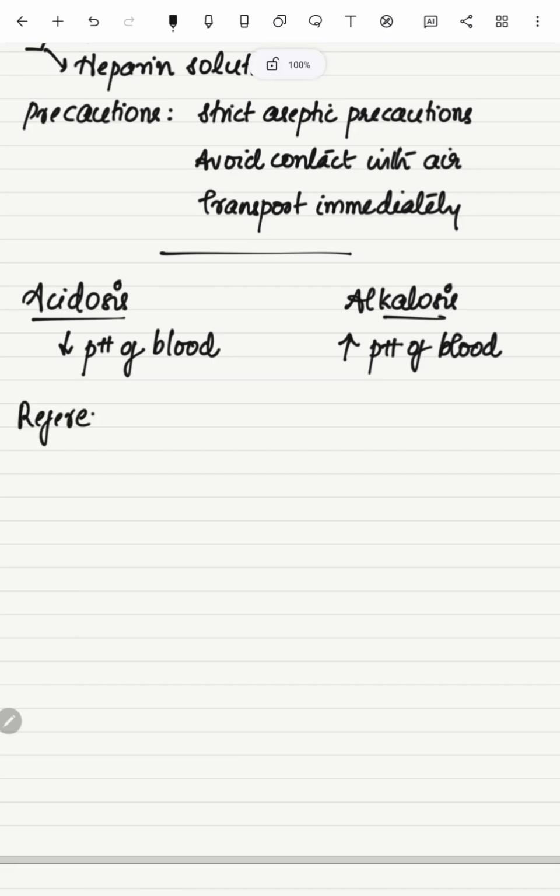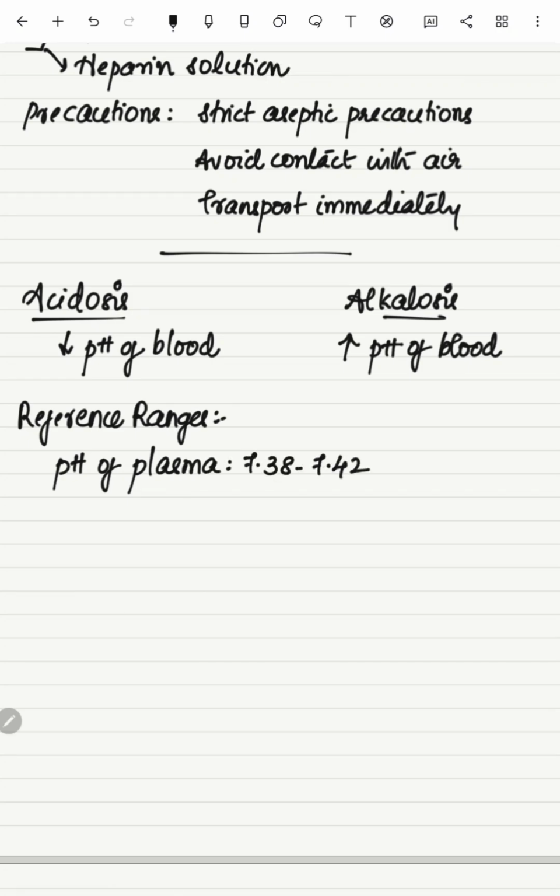Now, before going to interpretation of ABG analysis, we have to learn about some reference ranges. Three reference ranges you have to know by heart. The first one is pH of plasma, that is 7.38 to 7.42. HCO3 levels, that is normal 22 to 26 millimole per liter. PCO2 values 35 to 45 millimeters of mercury.